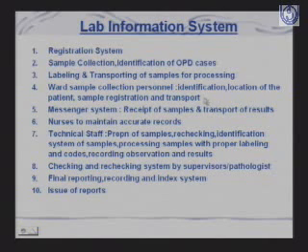Now for the lab information system, that is the registration system, sample collection, identification of the OPD cases, labeling and transporting of the samples for processing. These are things which are a kind of checklist we need to follow and remember. Ward sample collection personnel: identification, location of the patient, sample registration and transport of that sample. Messenger system: receipt of the sample and transport of the results. Nurses maintain accurate records.